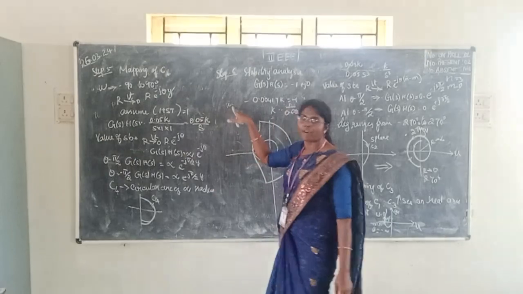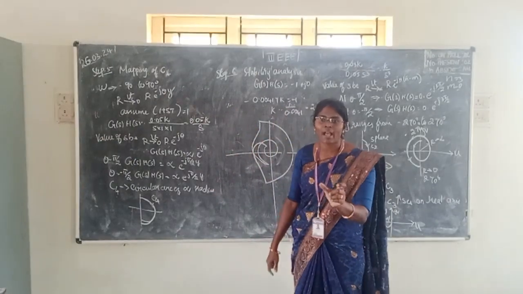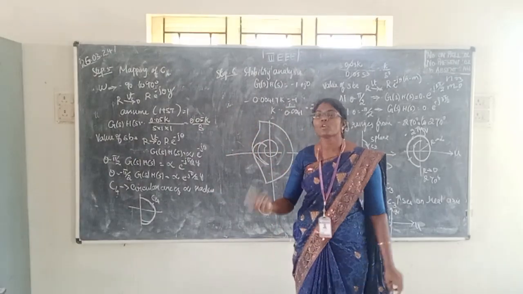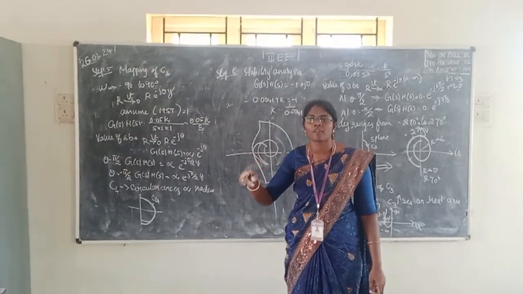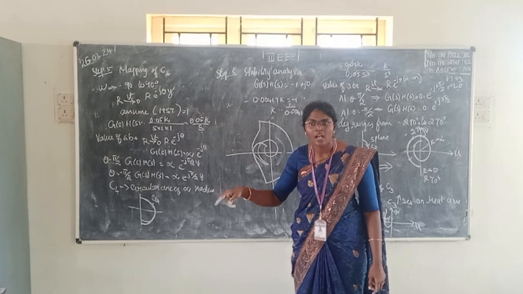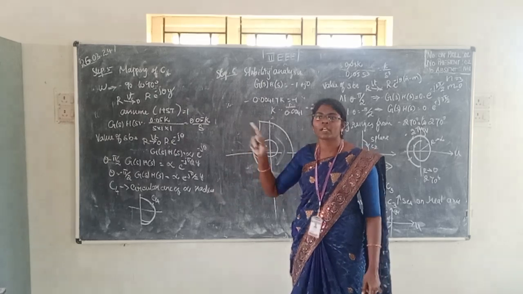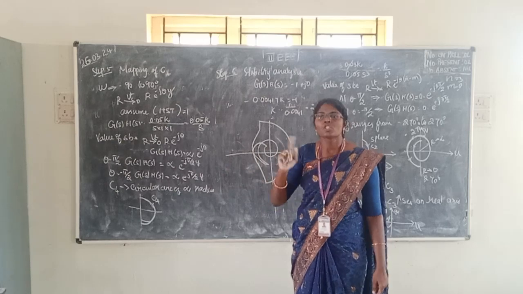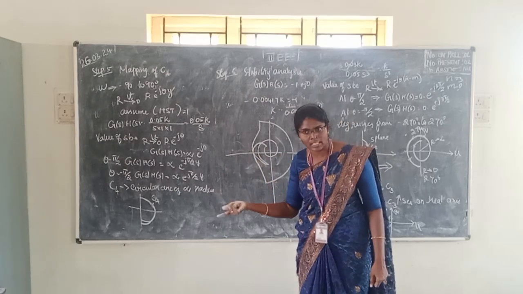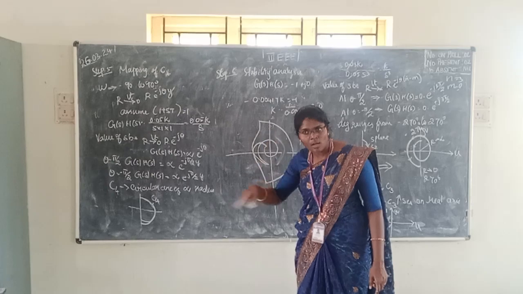After that, what do you have to find out? The stability analysis, that is, the value of K. Yesterday I discussed that for G of s equal to what it is, when I equate the denominator to 0, what will become? For a unity feedback system, H of s will become 1. So 1 plus G of s is equal to 0, so G of s is equal to minus 1.